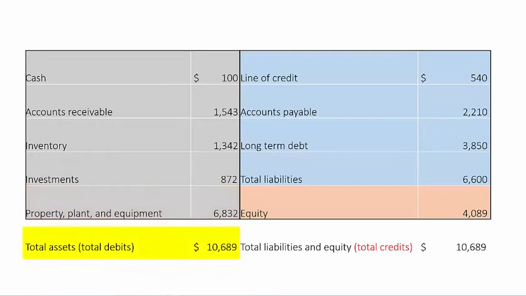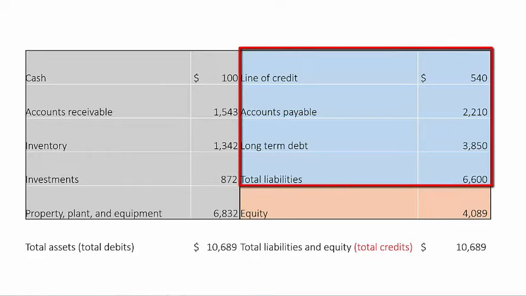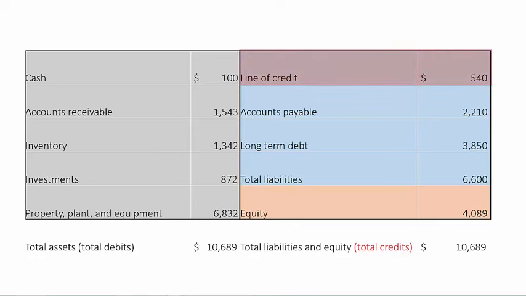The total value of all the assets in the business is $10,689. But we aren't entitled to that full amount because we owe other people money for some of these assets. On the right-hand side, we list our liabilities. We have a line of credit with the bank for $540. In other words, the bank has lent us $540 on a short-term basis. Our suppliers, the people who we buy our inventory from, are owed $2,210.